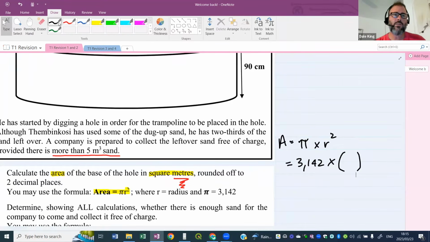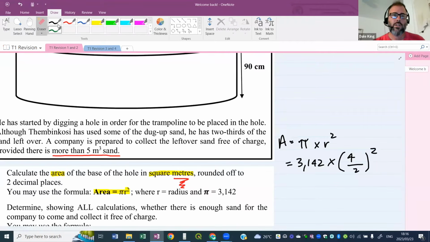Once I've got my radius, I will need to square it. So that little bracket is waiting for the radius calculation. I'm going to sub in my diameter here, moving this over slightly to make some space. I'll show the marker: I know what I'm doing, 4.3, and I need to divide that by 2. So I'm telling the marker I know I need to divide the diameter by 2.